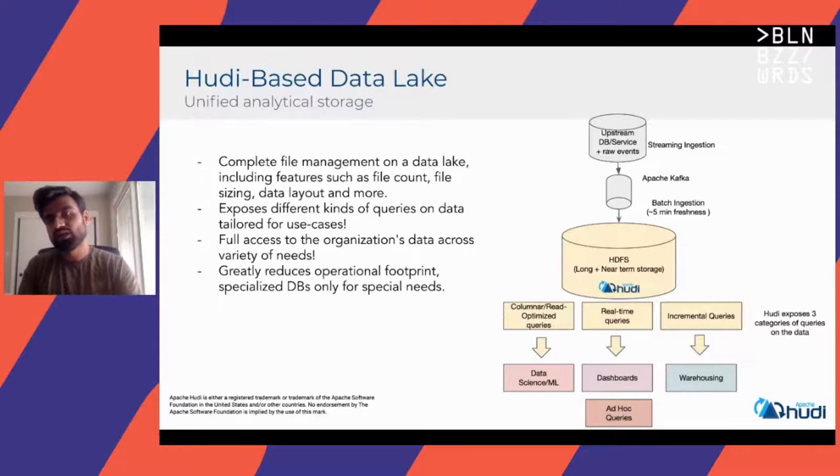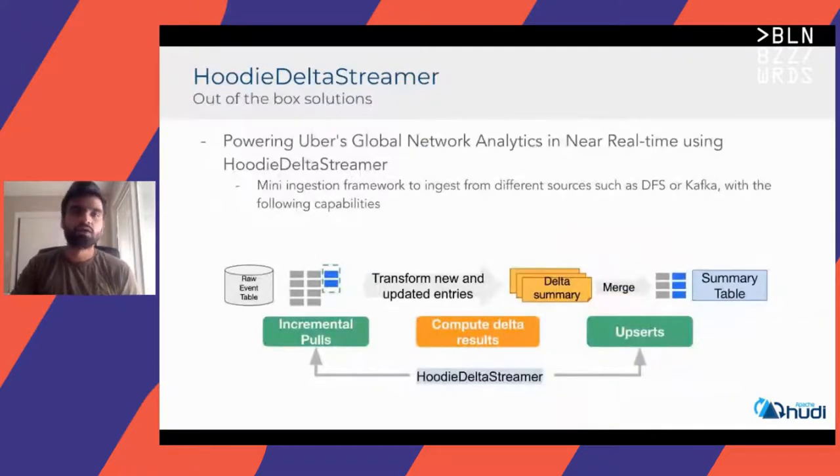Apart from building out this kind of a data lake at Uber, there are other use cases at Uber which are supported by out of the box solutions by Hudi. I'll talk about a couple of them. One of them is the Hudi Delta Streamer. Hudi Delta Streamer is basically a mini ingestion framework implemented in Hudi to be able to ingest from different sources into, let's say, Hudi. Uber's global network team is powered in near real time using Hudi Delta Streamer.